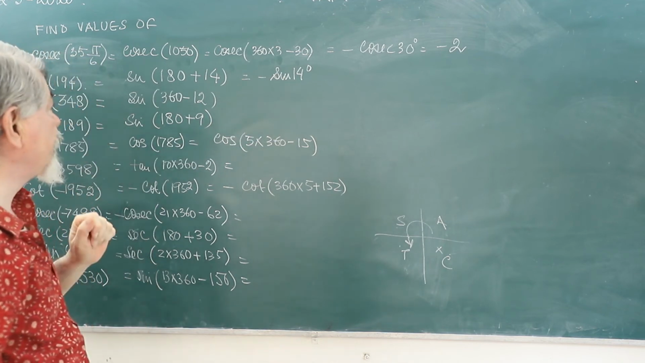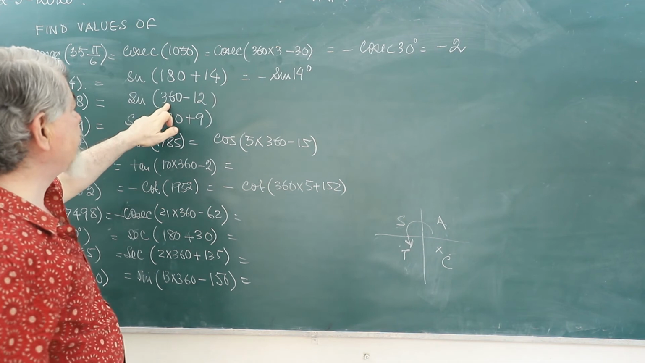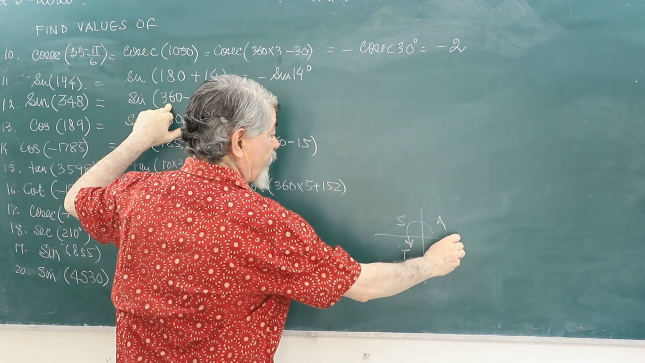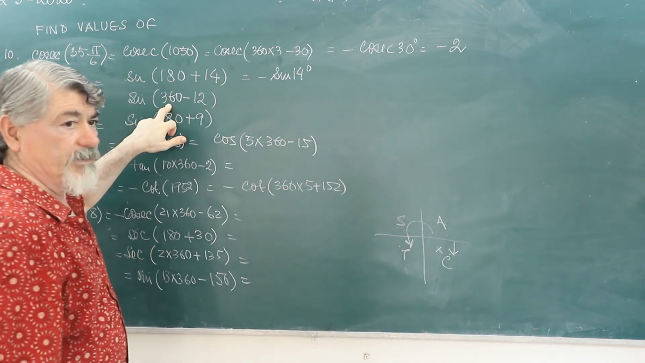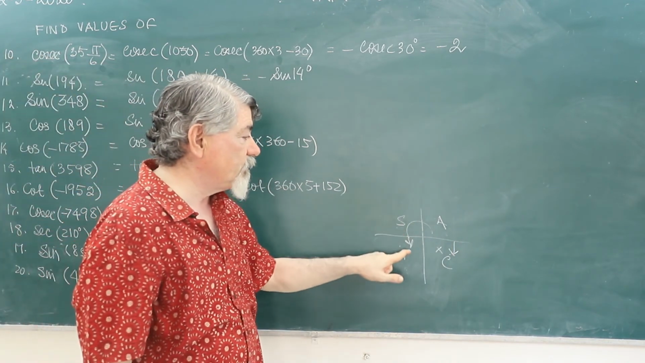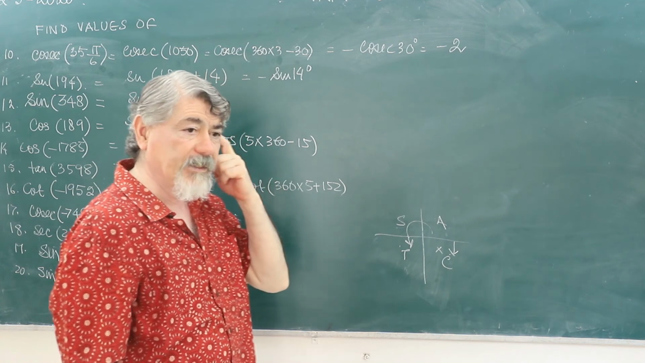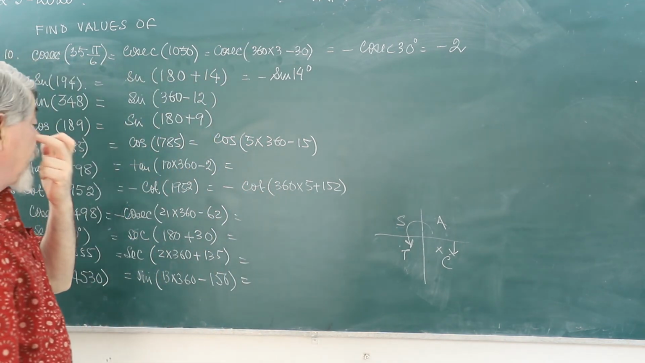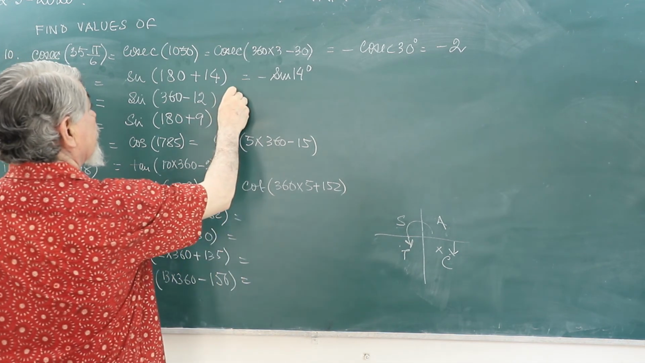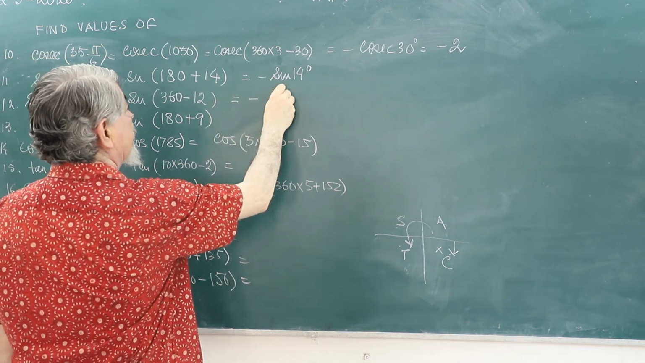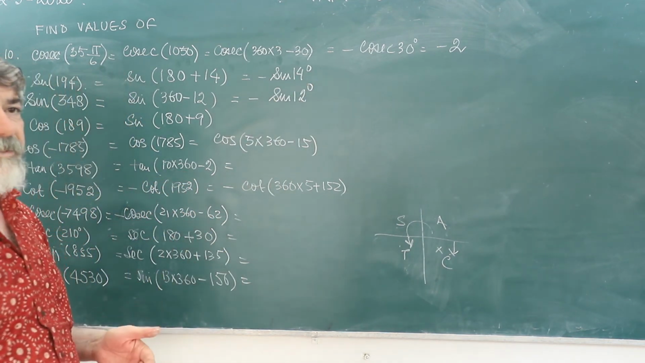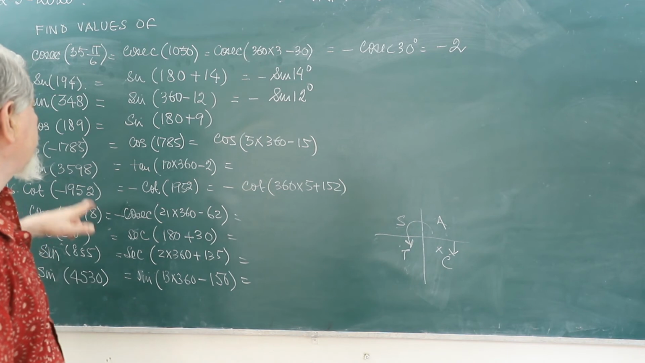Similarly, sin 348. Sin 348 is 360 minus 12. 360 minus 12 means it falls into the fourth quadrant, because it takes one complete round of 360, then comes back into the fourth quadrant. Sine will be negative, so that will be minus sin 12. Again, sin 12 you can see from the natural sine tables.